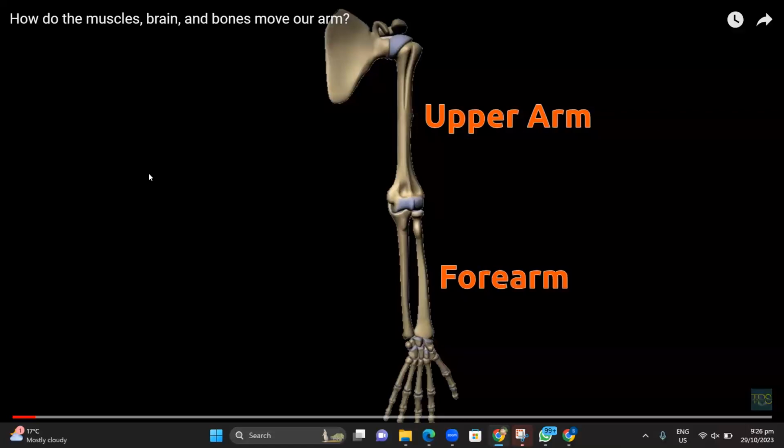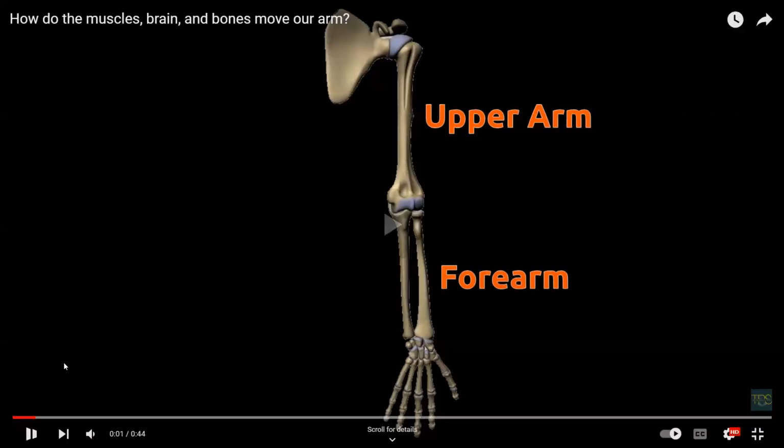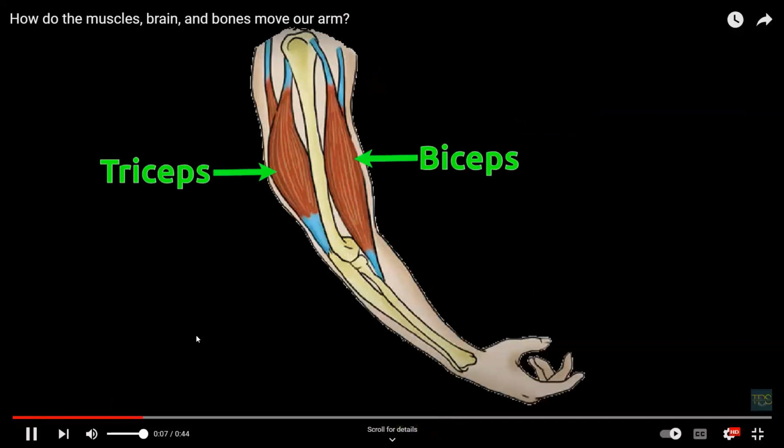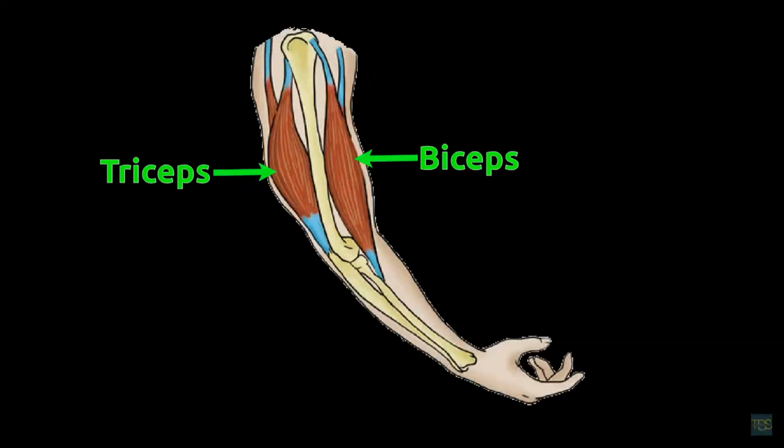Okay, let's see video number 1. I'm using this to explain forearm and upper arm bones. Both of these bones are joined at the elbow. Upper arm bones are covered with biceps muscles and triceps muscles. The forearm bone is connected to upper arm muscles by tissues called tendons.